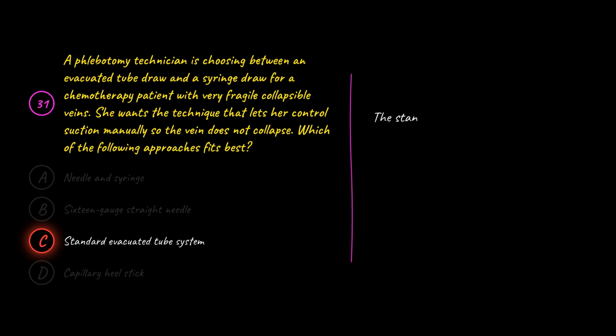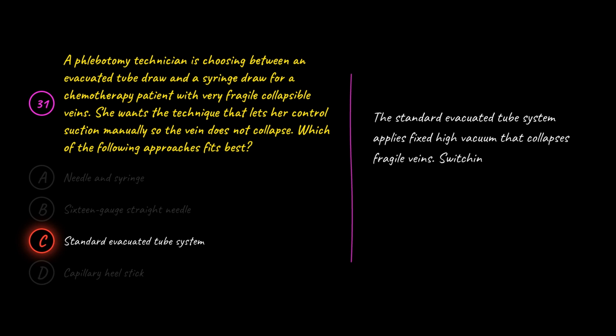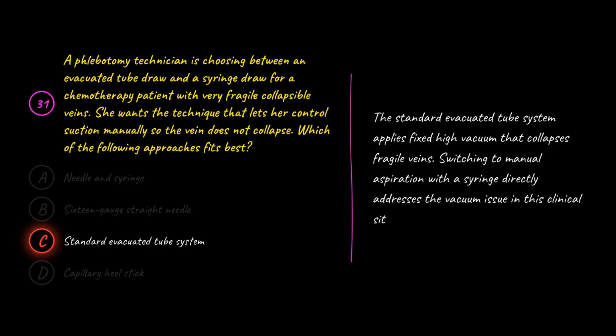C is wrong because the standard evacuated tube system applies fixed high vacuum that collapses fragile veins. Switching to manual aspiration with a syringe directly addresses the vacuum issue in this clinical situation.